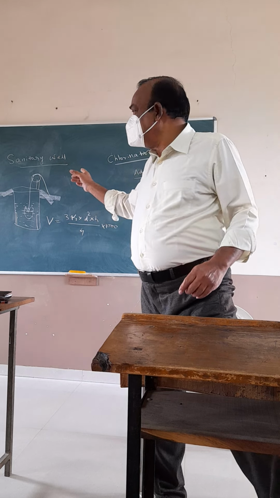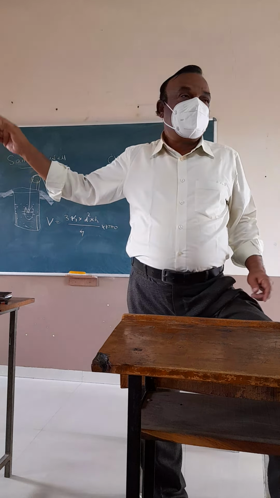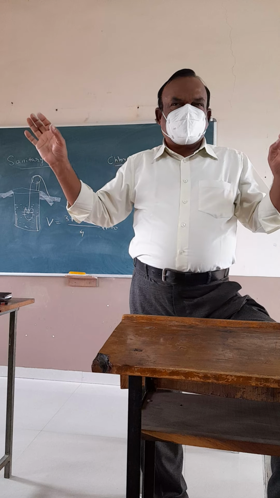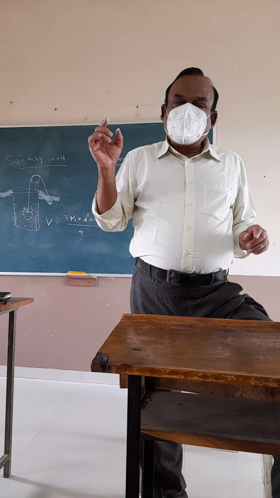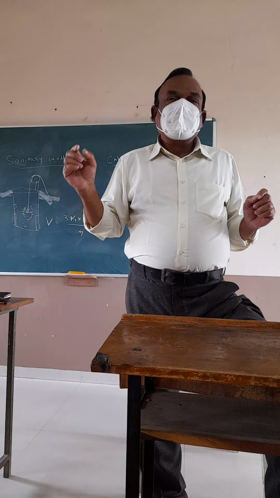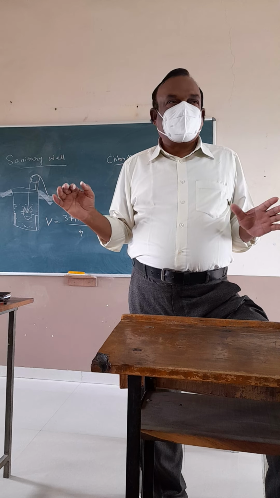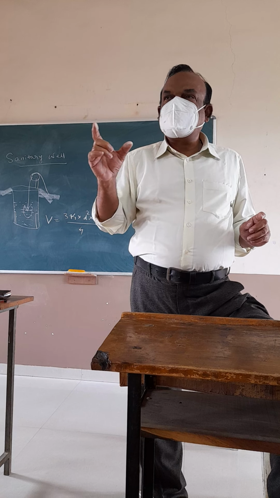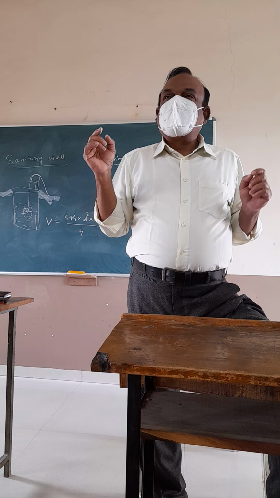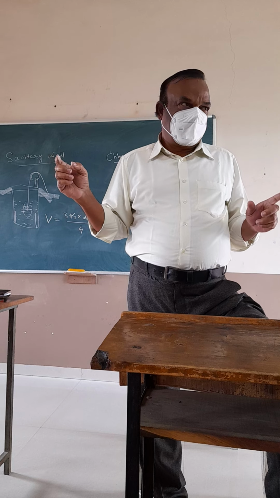So for sanitary well, the first thing is to draw a simple diagram. First is the location of the well. The well has to be located near the residential area. Number one: how much should be the distance? The distance should be 100 feet.